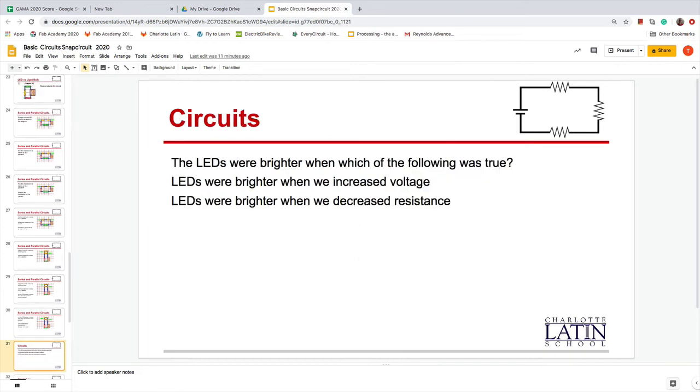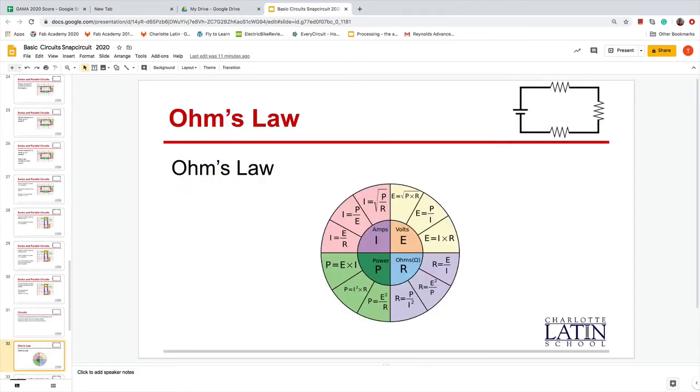The LEDs are brighter when which of the following is true? The LEDs are brighter when we increase voltage, or when we decrease resistance. They're both true. And that goes to Ohm's law. And remember, volts are E in this case. You can kind of see, and we also remember, there's the power curve. I think it's really important to remember what those are.